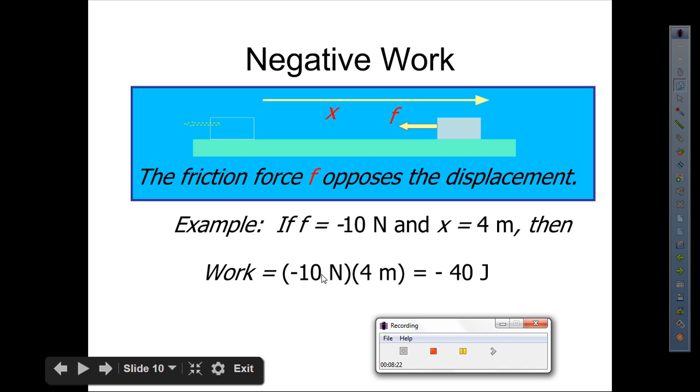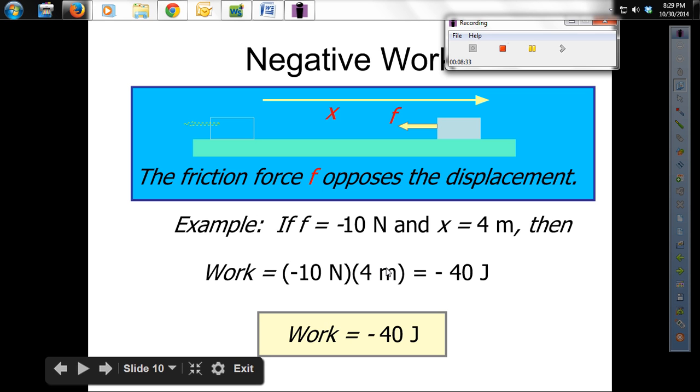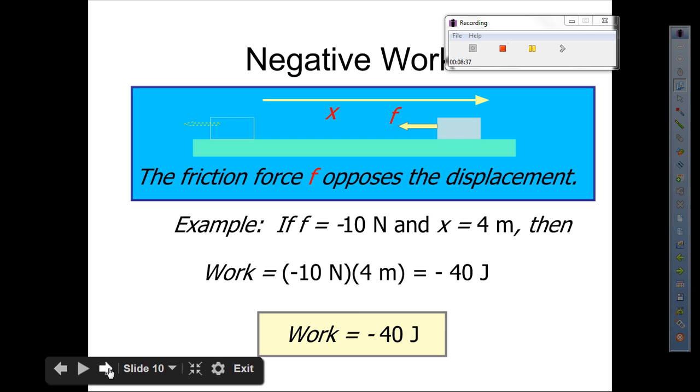Okay? And it makes sense if you think about it, because the work done by friction takes energy away, so there's a negative sign in front of it to show you a loss of energy. So the work in this case is -40 joules. And again, you can pause and get this in your notes.